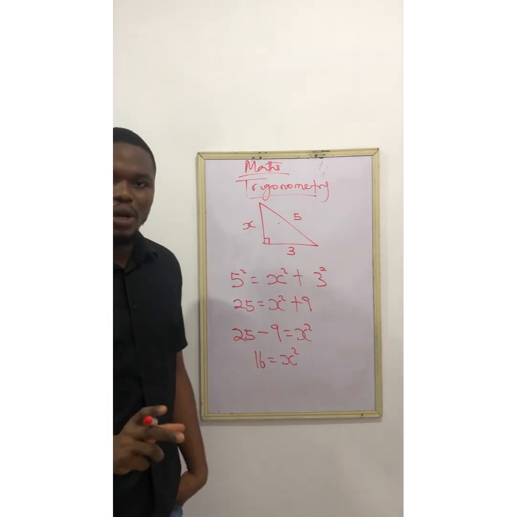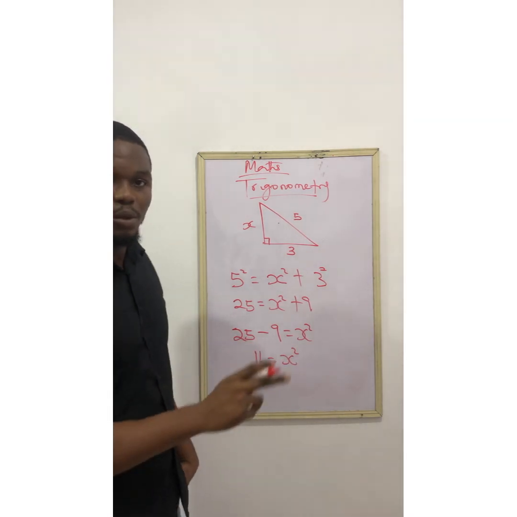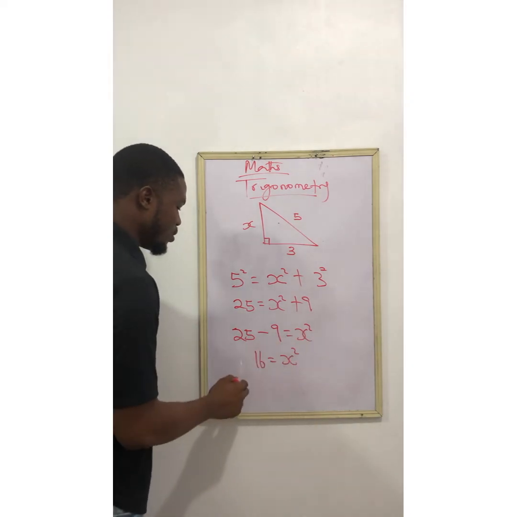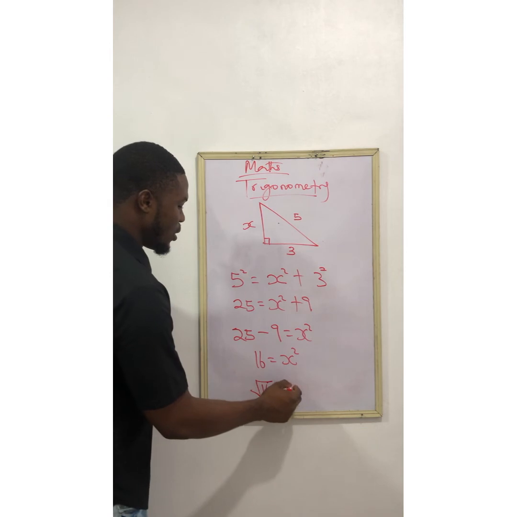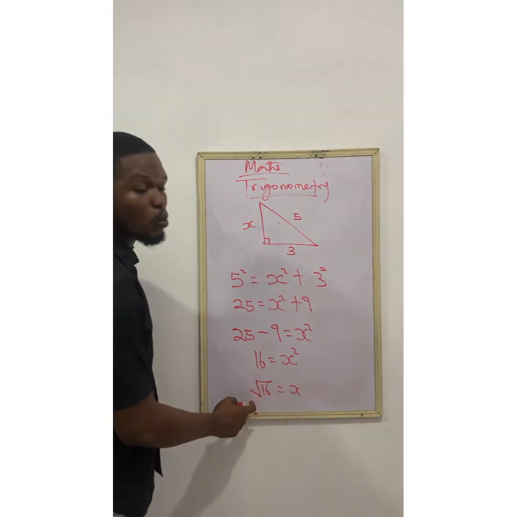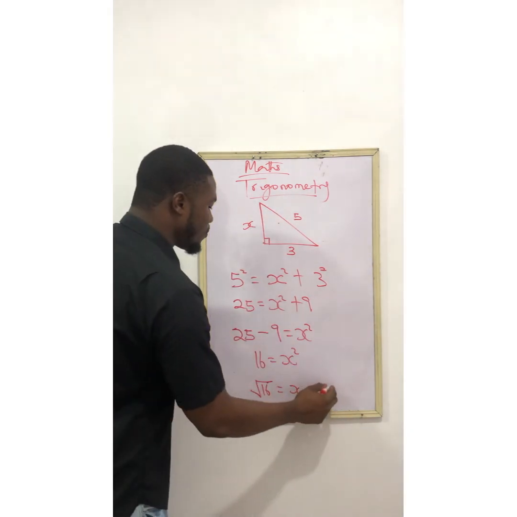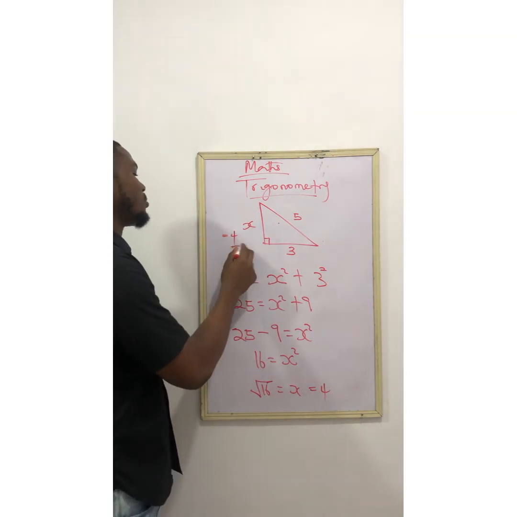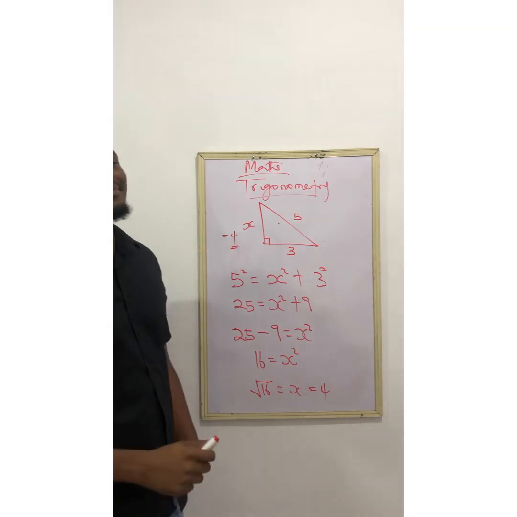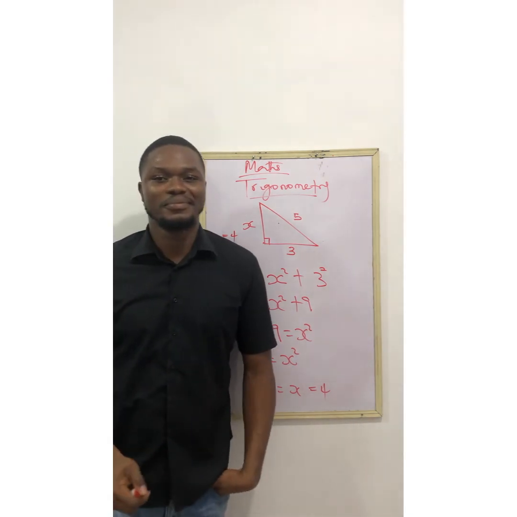Now to find x, you have to find the square root of both sides. So if you find the square root of both sides, that will be root 16 equals x. So x will be equal to the square root of 16, and that's 4. That means this missing side is equal to 4. Okay? Yeah, that's it.